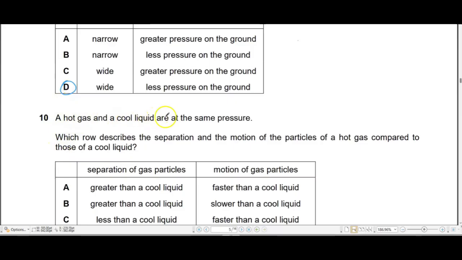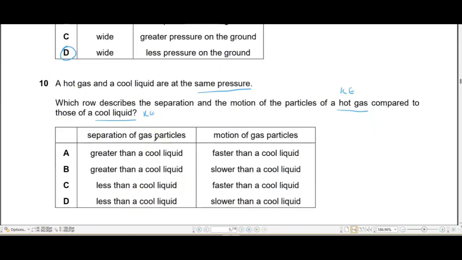Okay. Question number 10. A hot gas and a cool liquid are at the same pressure. Which row describes the separation and the motion of the particles of a hot gas compared to those of a cool liquid? When the gas is hot, obviously its particles will have more kinetic energy than that of the cool liquid. So the separation of the gas particles is going to be much more than that of a cool liquid, and the motion of the gas particles is going to be faster than a cool liquid, obviously, because of this kinetic energy. So for 10, option A is correct.